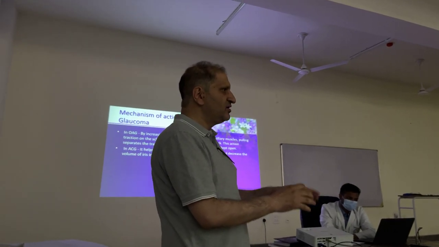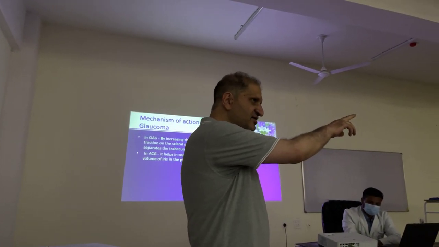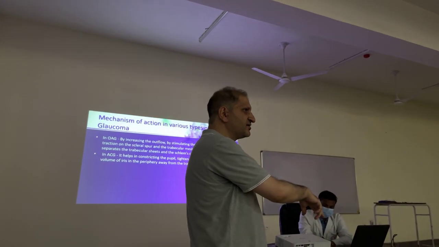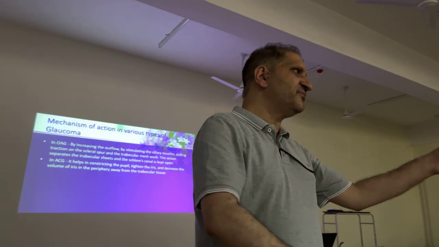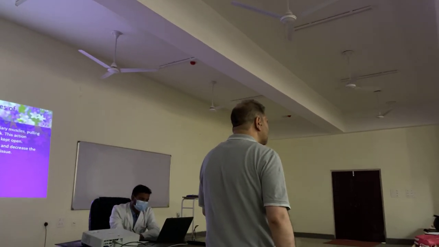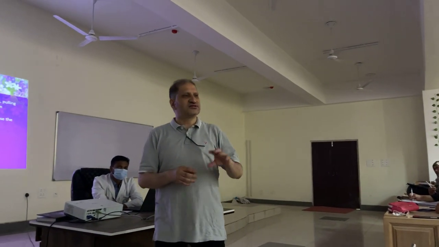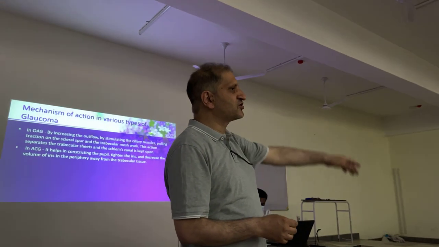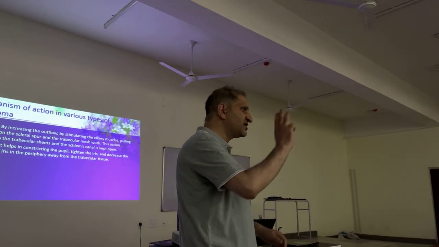One is mechanical: it will pull the iris, constrict the pupil, and that will open up the angle mechanically. Second, it will pull the ciliary muscle posteriorly and internally, which will open up the spaces in the trabecular meshwork and in Schlemm's canal. That will increase the drainage. Even a third mechanism is postulated here. It is presumed to be a partial agonist, not only an agonist. It does not cause total spasm; it causes moderate spasm. It opens some spaces in the ciliary body, and that can increase the uveoscleral outflow. That is the third mechanism. So it has three mechanisms.